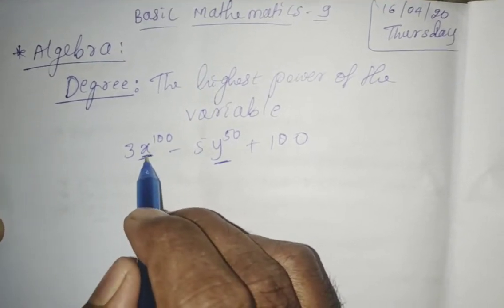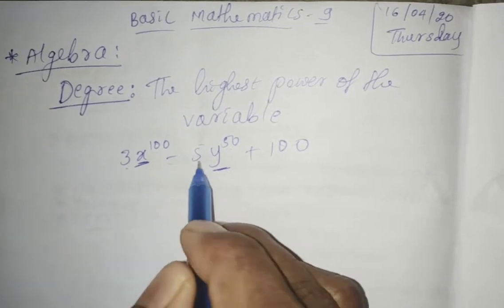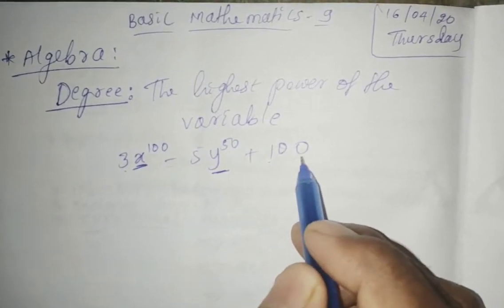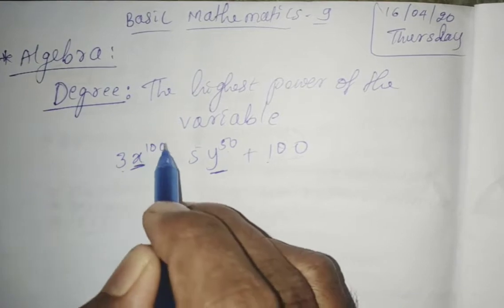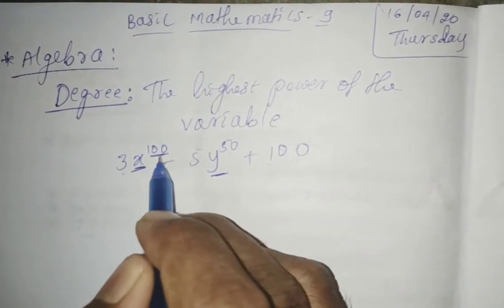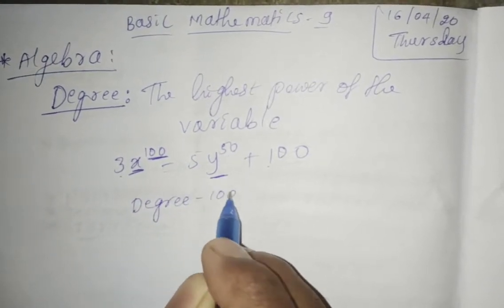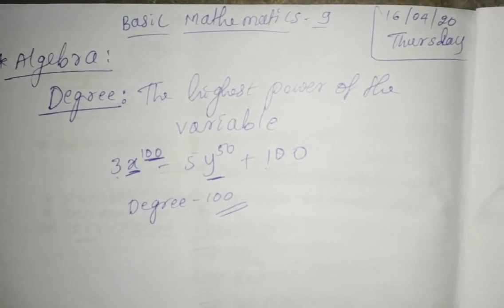See here, the coefficient is 3, here the coefficient is -5. This is the constant one. But here 100 is the highest power in the algebraic expression. So this is the degree. So here the degree is 100. I hope you understood this right now.